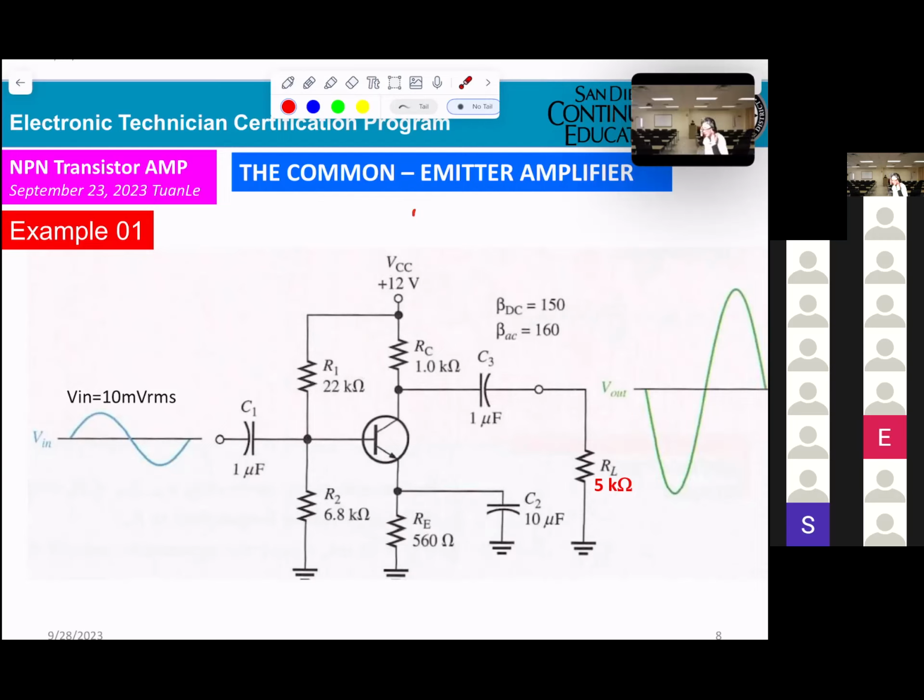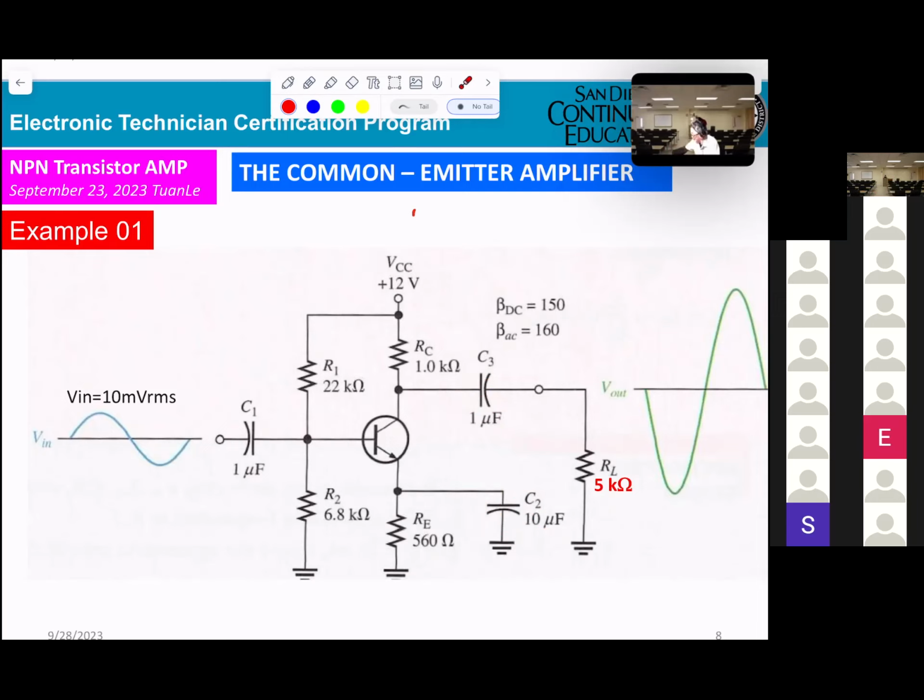Okay, now this will be a CE amplifier. C1 is DC blocking, AC coupling. C3 is DC blocking, AC coupling. C2 is bypass. Okay?